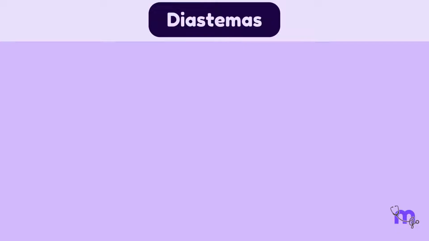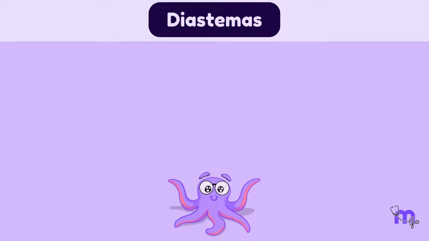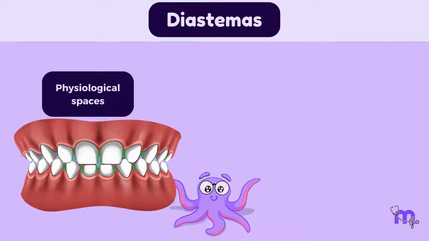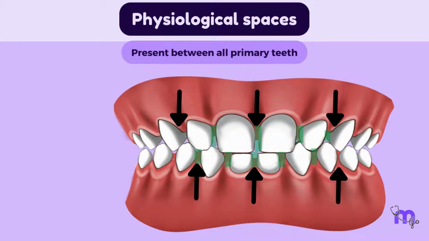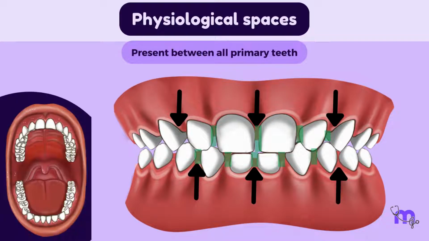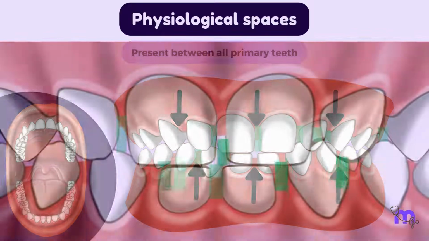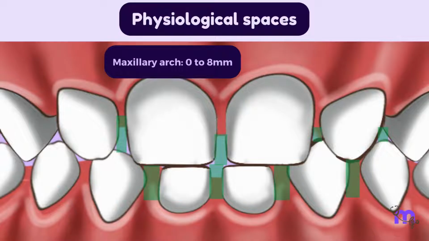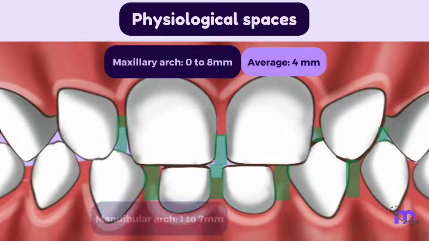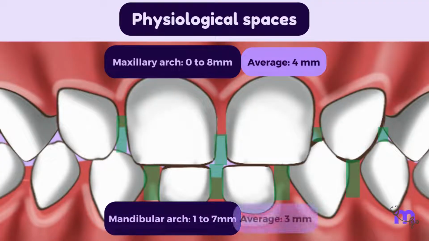Spaces or diastemas are of two types. First is the physiological space, and second is the primate space. The physiological spaces are present in between all the primary teeth and play an important role in the normal development of the permanent dentition. Total space may vary from 0 to 8 mm, with an average of 4 mm in the maxillary arch and around 1 to 7 mm, with an average of 3 mm in the mandibular arch.